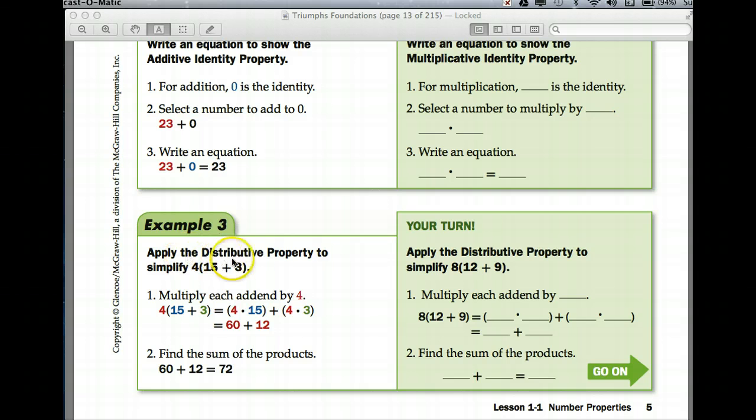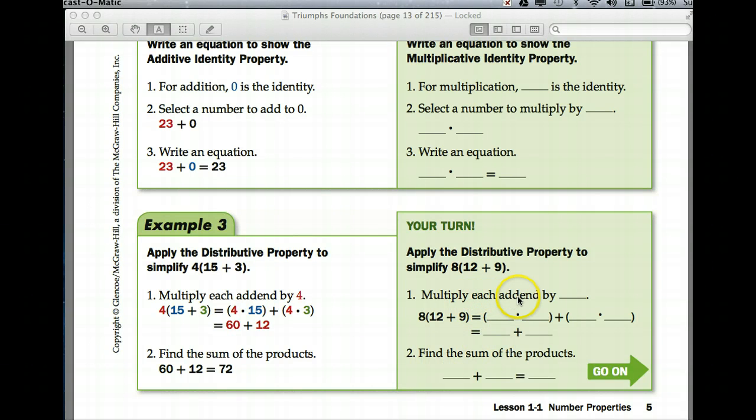Now we're going to apply the distributive property to simplify 4 times the quantity of 15 plus 3. So we got to multiply each addend, 15 and 3, by 4. So 4 times 15 plus 4 times 3. We get 60 plus 12. So the sum of the products is 72. So now I want you to apply the distributive property to simplify 8 times the quantity of 12 plus 9. Pause the video, do the work, and then come back and check your answers.